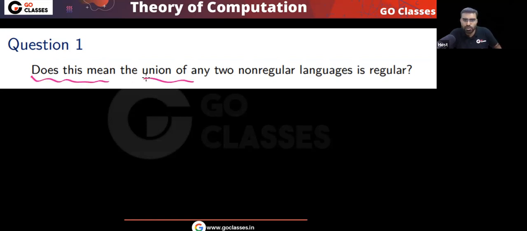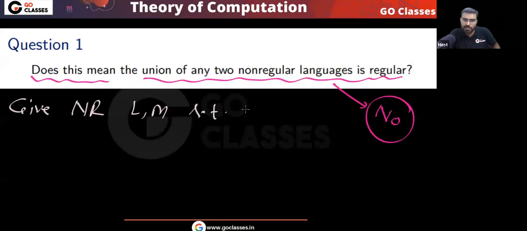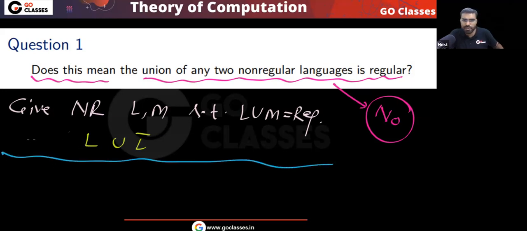Does it mean that the union of two non-regular languages is regular? The answer is no. Can you give me two non-regular languages whose union is regular? Give non-regular languages L, M such that L union M is regular. That will be L union L complement. Yes or no?